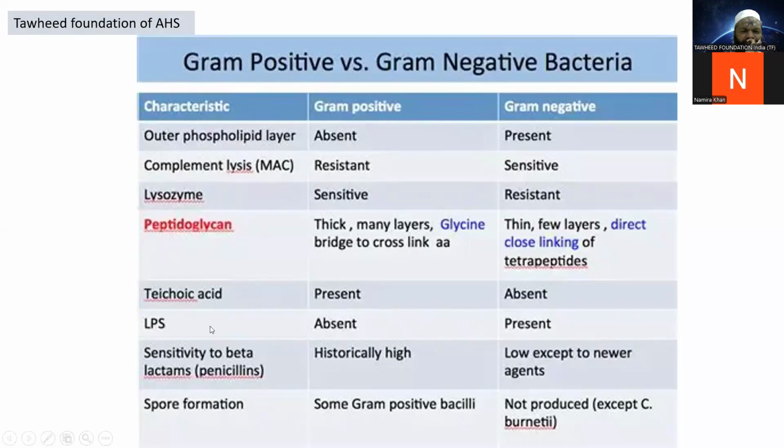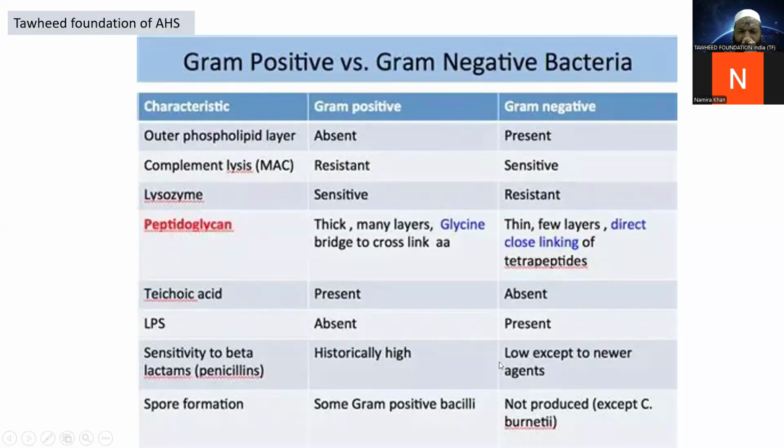LPS, lipopolysaccharide, is present only in gram-negative bacteria. LPS is a major component of the outer membrane and acts as an endotoxin, contributing to the immune response and pathogenicity. Sensitive to beta-lactam antibiotics.